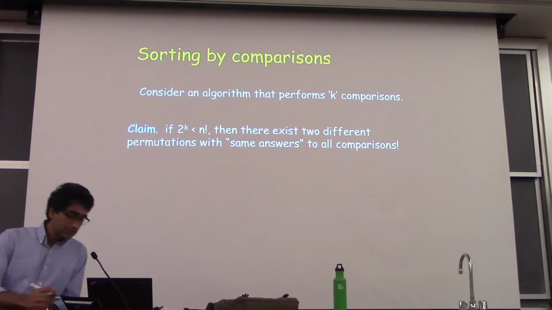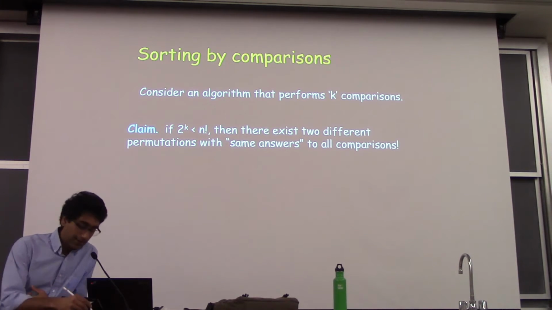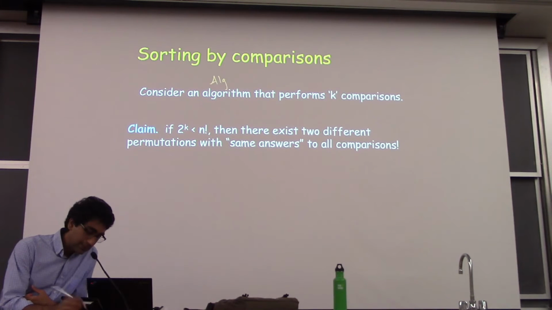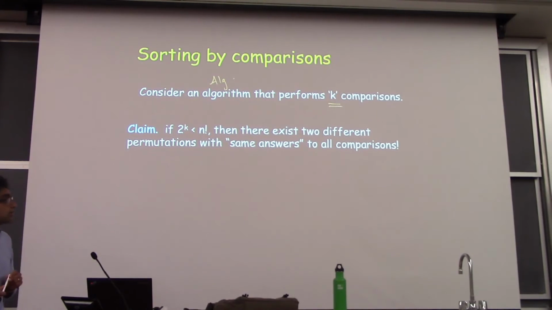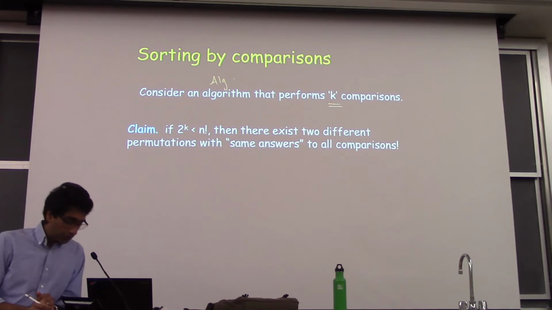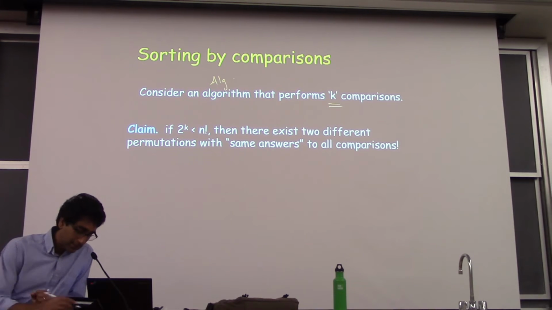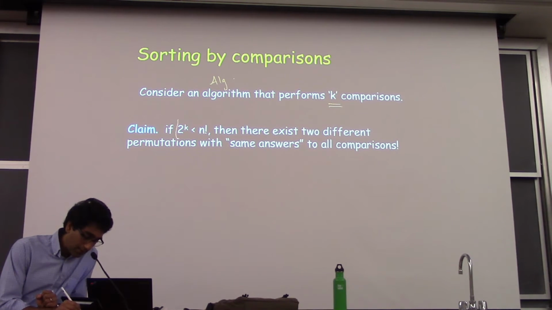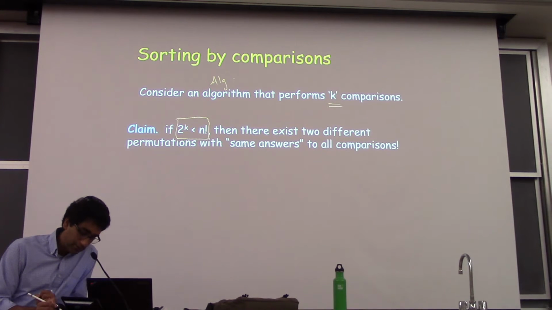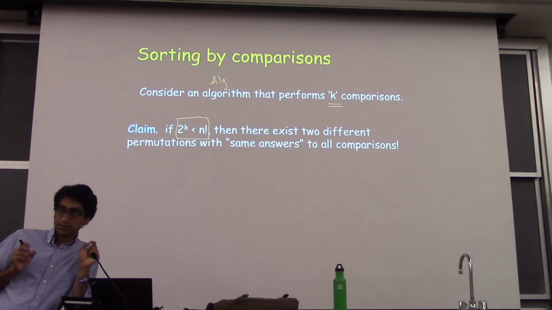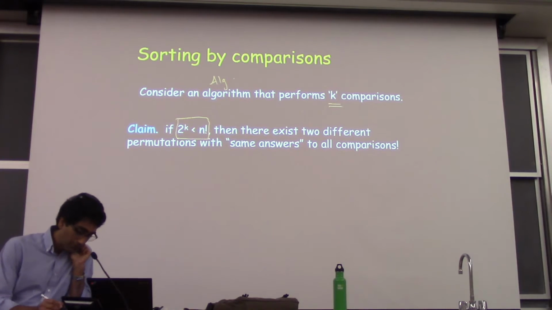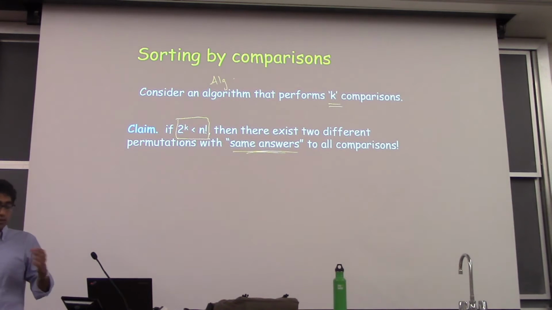So let's consider this algorithm ALG, and let's assume that it performs some k comparisons. All right. So what I want to claim is that if 2 to the k is less than n factorial, then there exist two different permutations that have the same answers. Let me tell you what that means.